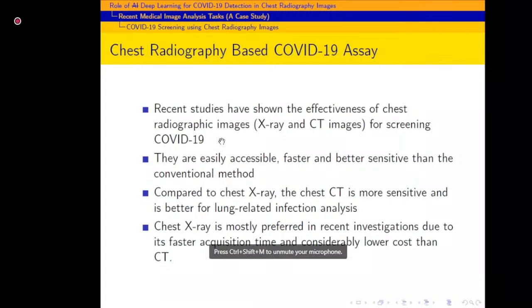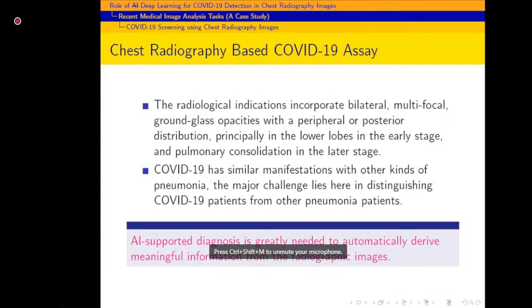And what we have seen is, yes, of course, X-ray and CT images are very useful in identifying COVID-19, because X-ray and CT were very famous in the earlier days in identifying pneumonia. And similarly, we know there are some similar characteristics between pneumonia and COVID-19. There are some radiological indications. You will find a small number of expert radiologists who can identify COVID-19 with the help of chest radiography images, and mostly you will not find such experts in rural areas.